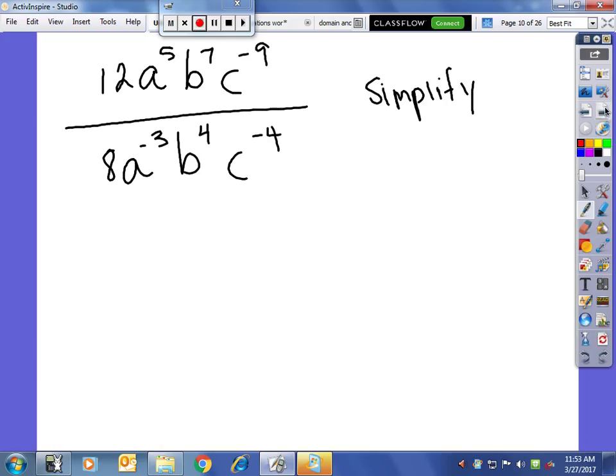Okay, remember these guys? Simplify that and leave it as a fraction. I don't want any negative exponents. Leave it as a fraction.